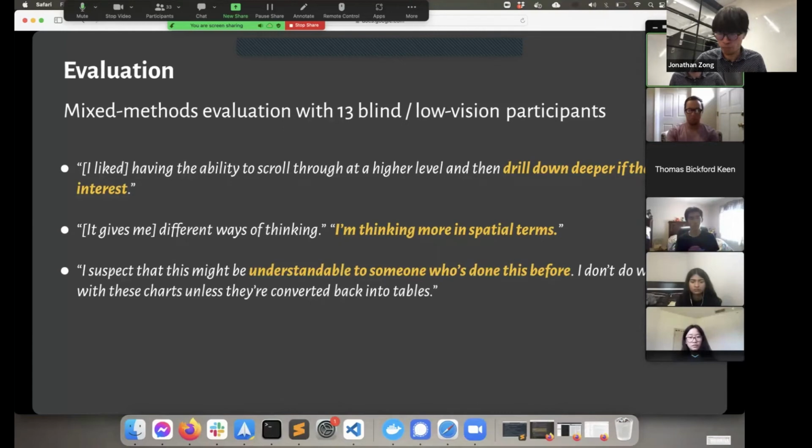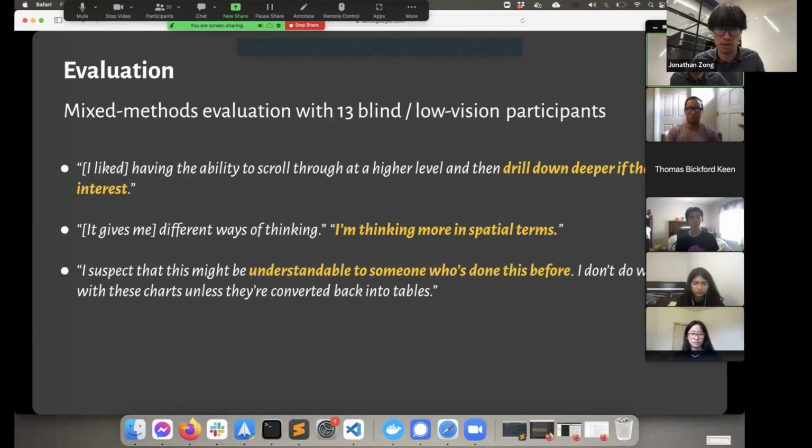And our participants also raised important points about the learnability and usability of the systems. One shared, "I suspect that this might be understandable to someone who's done this before. I don't do well with these charts unless they're converted back into tables." So they were really familiar with this workflow of converting charts into tables and analyzing them that way, and that was working really well for them. So it was really important for them to be able to fall back to that existing workflow.